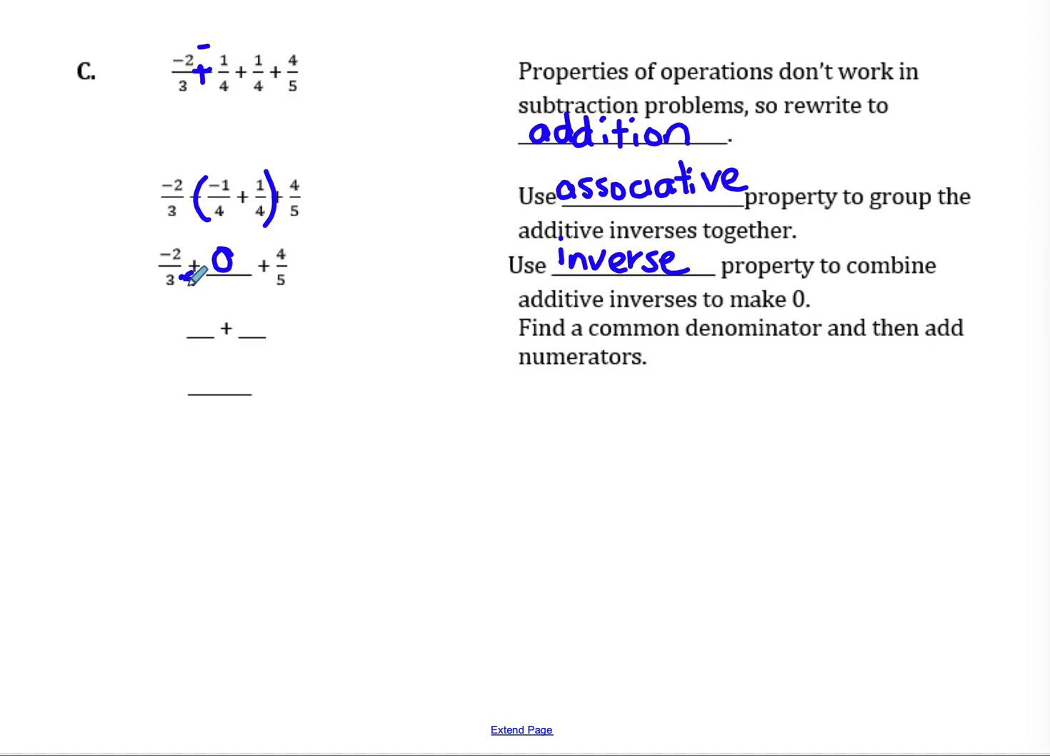Remember, if you're not sure what common denominator you can use, you can always multiply the denominators by each other. So 3 times 5 is 15. Negative 2 times 5 is negative 10. 5 times 3 is 15. 4 times 3 is 12. So negative 10 fifteenths plus 12 fifteenths, different signs, find the difference. 12 minus 10 is 2.